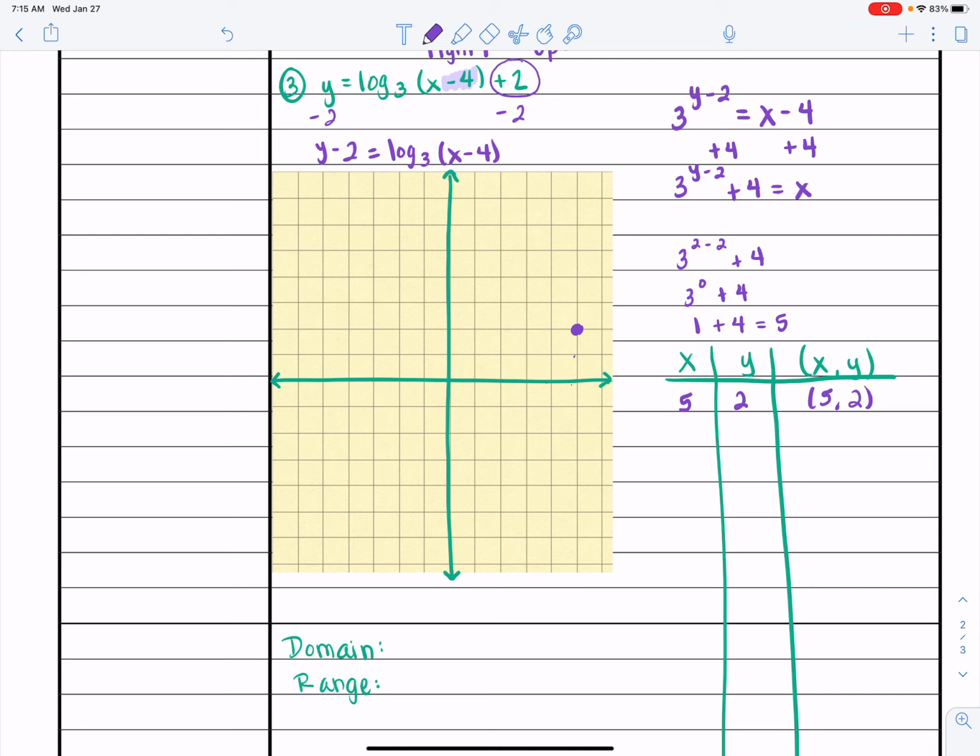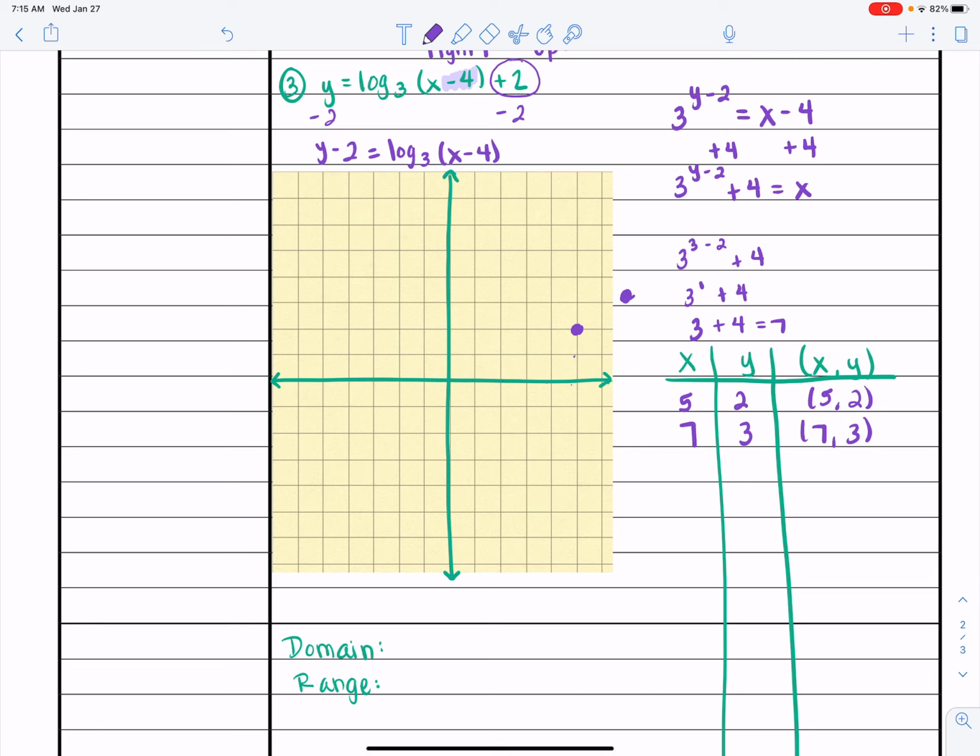Okay, now let's see what happens when we use 3. 3 minus 2 is 1. 3 to the first power is 3. 3 plus 4 is 7. So we've got 7, 3. Okay, so 3, 4, 5, 6, 7. It's going to be right about here.